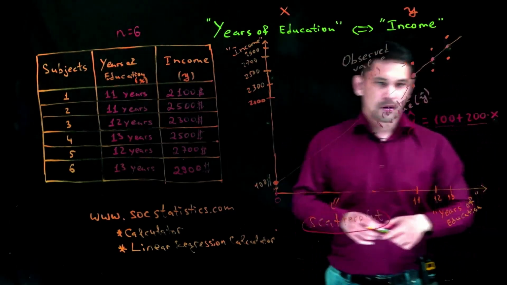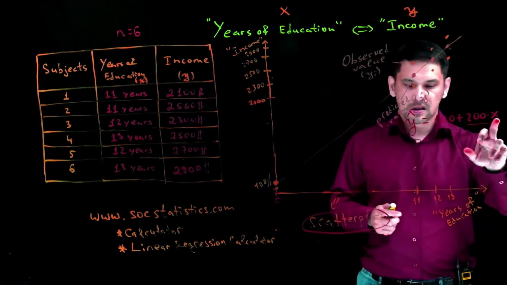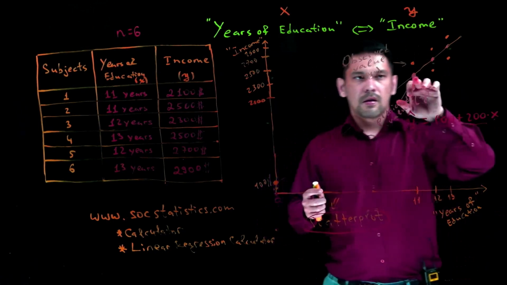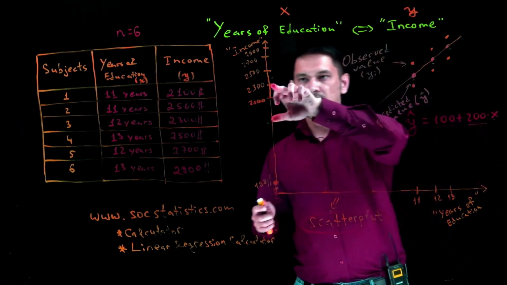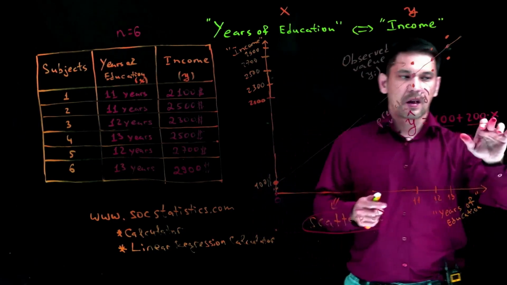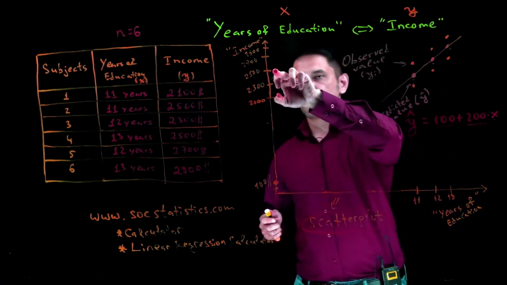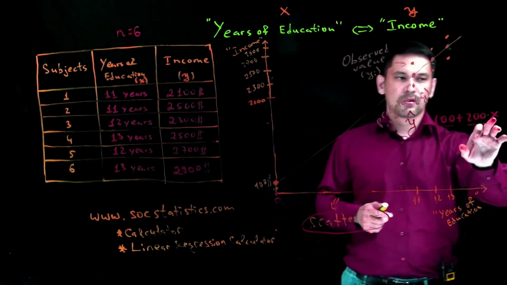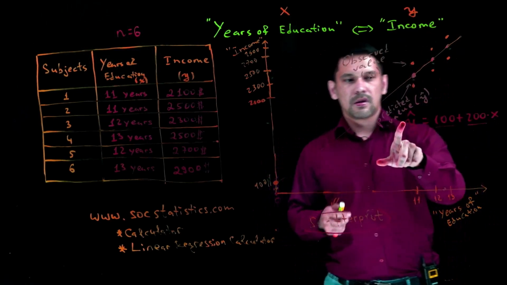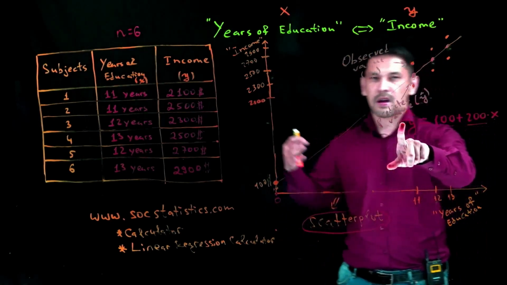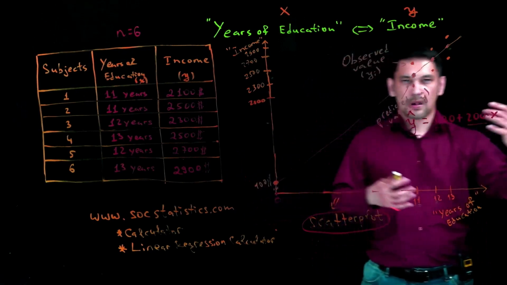So when x is, let's say, equal to 11, the variable y is equal to $2,300 on average. When x is equal to 12, the y variable is equal to $2,500 on average. When x is equal to 13, the y variable is equal to $2,700 on average.